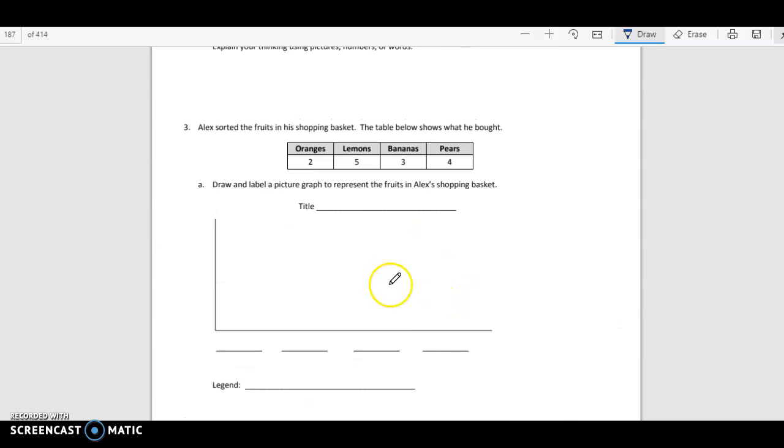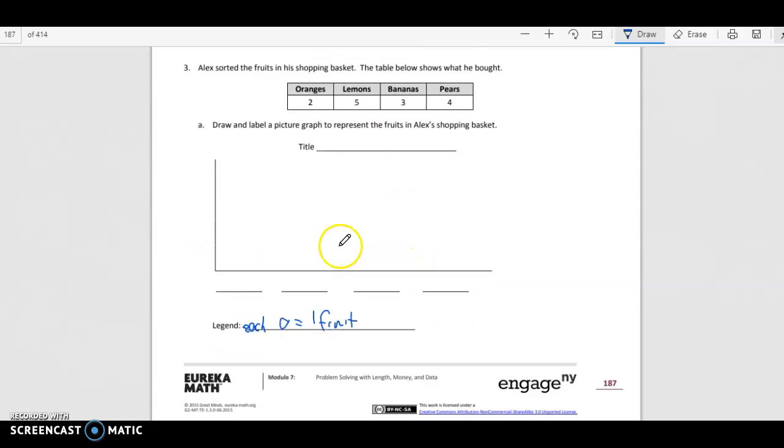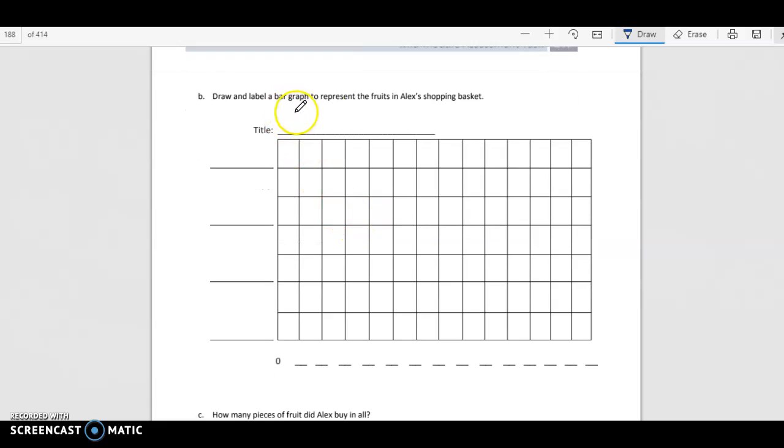When we did this the first time, I believe we used each circle equaled 1 fruit. Okay, I'll help you with that because it could get a little tricky if you don't know that. So each circle equals 1 fruit. And you don't have to use a circle, but that's easiest. You could do something like a square or a triangle or, I don't know, a banana if you can draw, I guess. Draw and label a bar graph to represent the fruits in Alex's shopping basket.